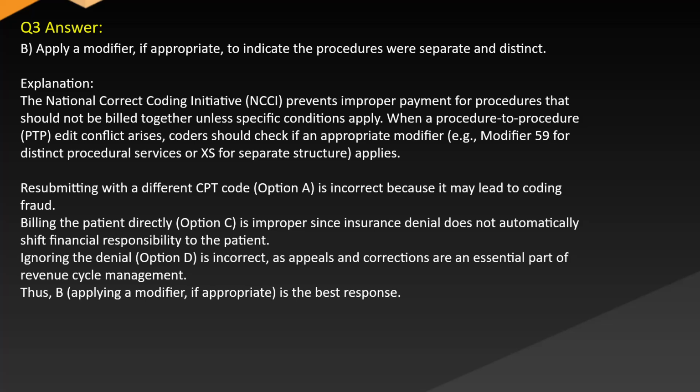Explanation. The National Correct Coding Initiative, NCCI, prevents improper payment for procedures that should not be billed together unless specific conditions apply. When a procedure-to-procedure PTP edit conflict arises, coders should check if an appropriate modifier, e.g., modifier 59 for distinct procedural services or XS for separate structure, applies. Resubmitting with a different CPT code, Option A, is incorrect because it may lead to coding fraud. Billing the patient directly, Option C, is improper since insurance denial does not automatically shift financial responsibility to the patient. Ignoring the denial, Option D, is incorrect as appeals and corrections are an essential part of revenue cycle management. Thus B, applying a modifier if appropriate, is the best response.